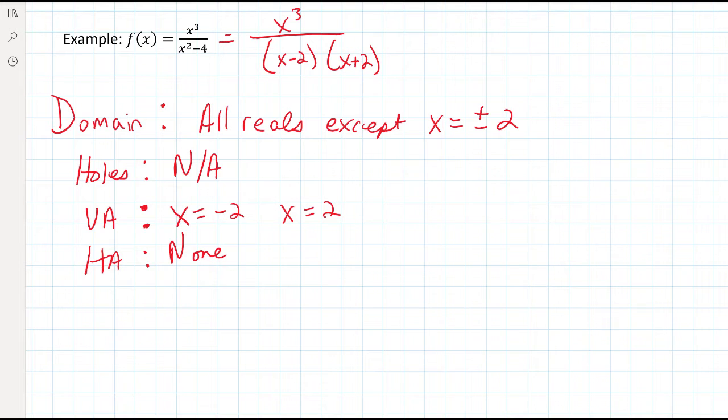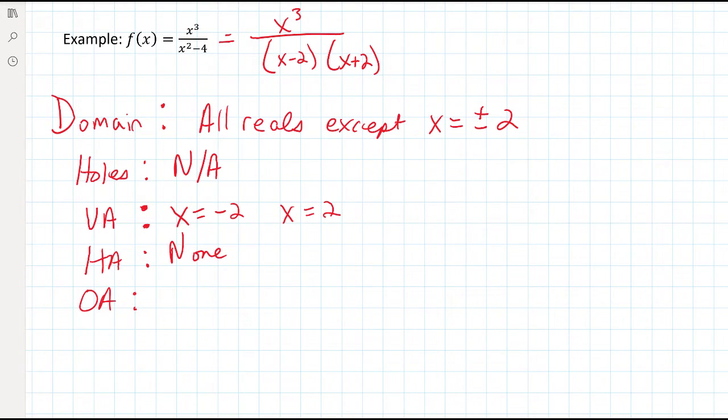Next, let's talk about an oblique asymptote, just another type of asymptote. And what are asymptotes in general? Whenever you graph your function, your graph is going to hug them. It's going to get super close to these asymptotes. So these asymptotes give us guidelines as to how the graph should look.